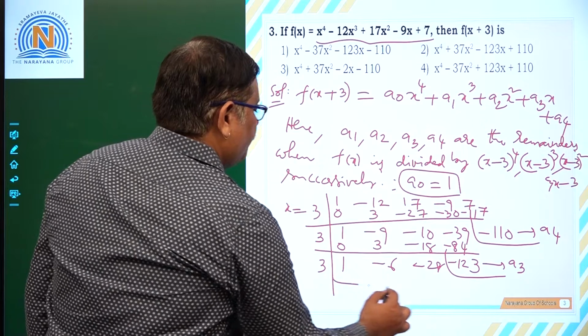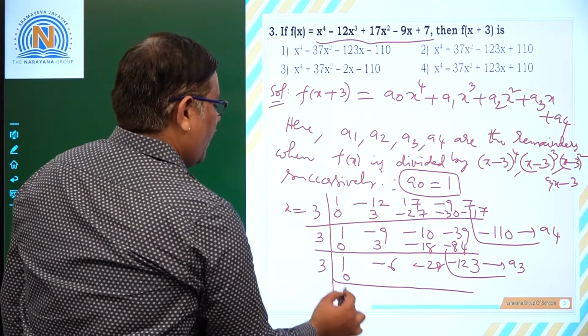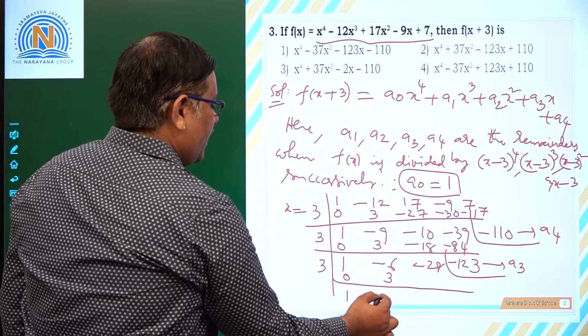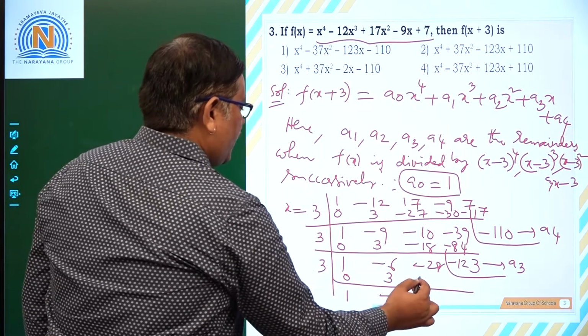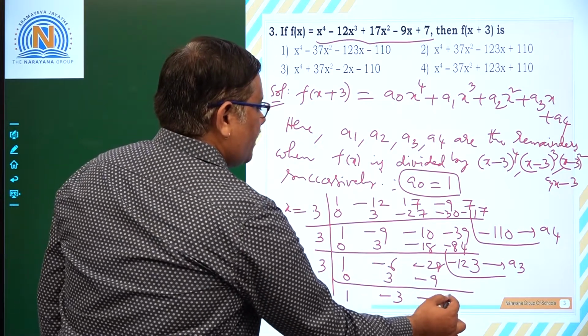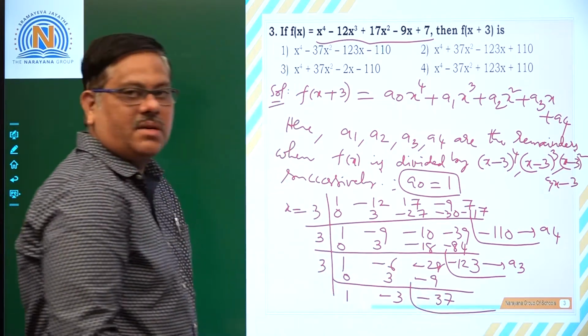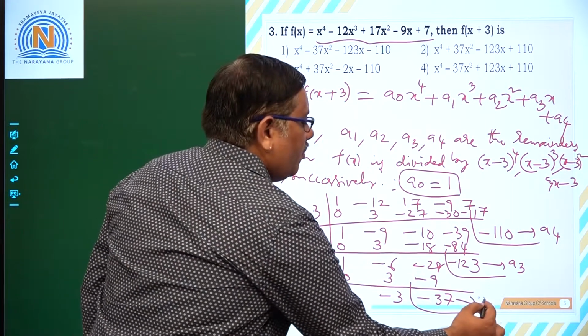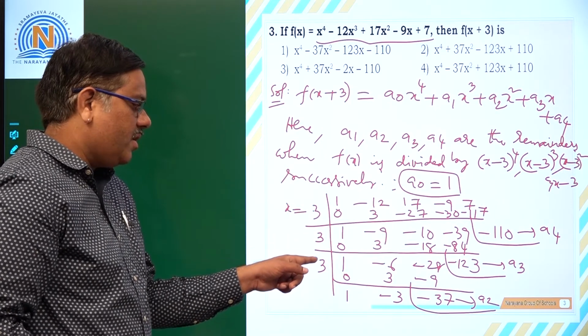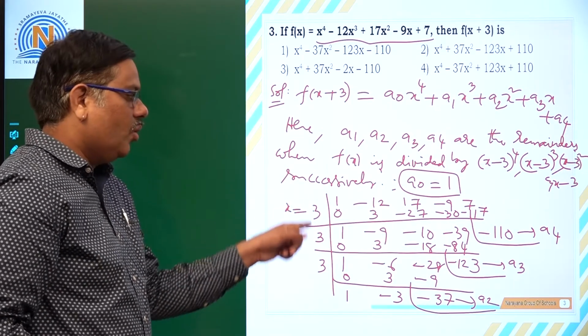Again, you take 3, 0 here, 1, 3 ones are 3, now 3 minus 6 plus 3, that is minus 3. 3 into minus 3 is minus 9. So minus 28 minus 9 will be minus 37. This will be the next remainder that will become A2, because we are dividing this polynomial by x minus 3 into x minus 3 into x minus 3, that is x minus 3 whole cube.